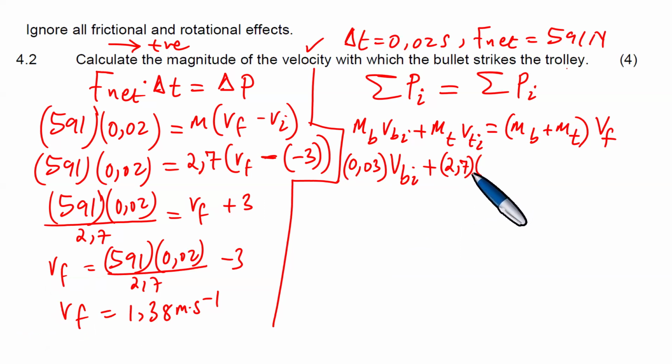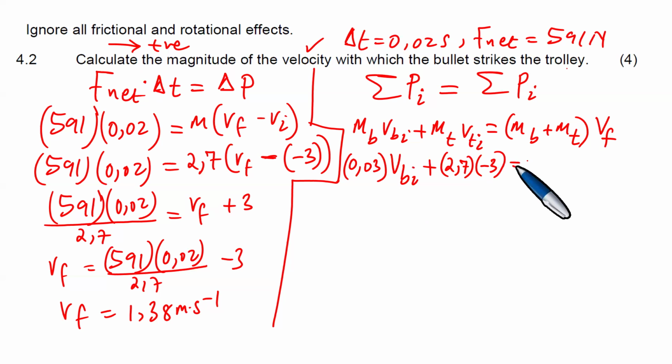What is the initial velocity of the trolley? We know very well it was -3. Why is it negative? We chose to the right as positive, and therefore anything that is to the left is negative. That is why the 3 is negative, because initially we know the trolley was moving towards the left.